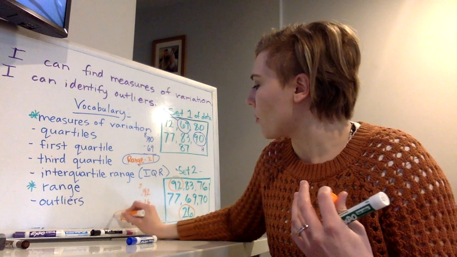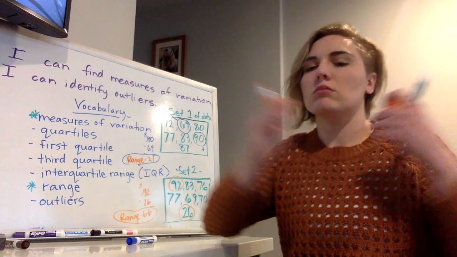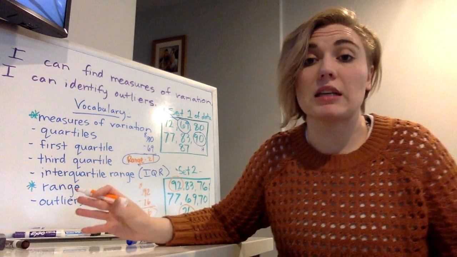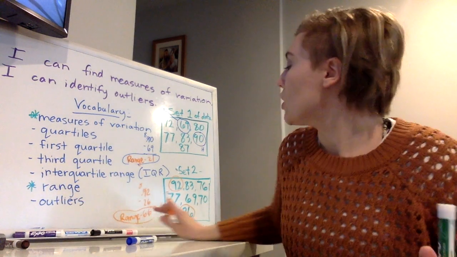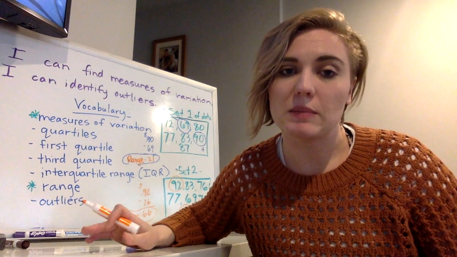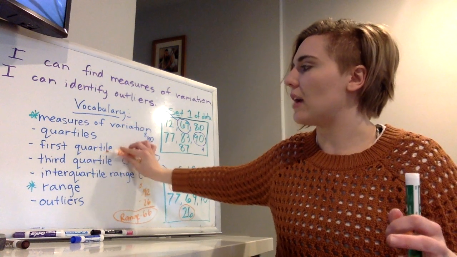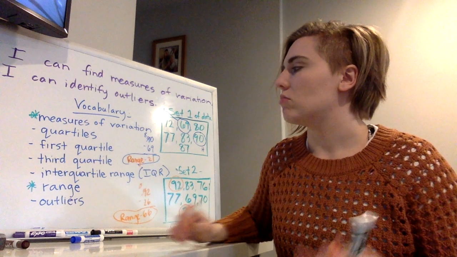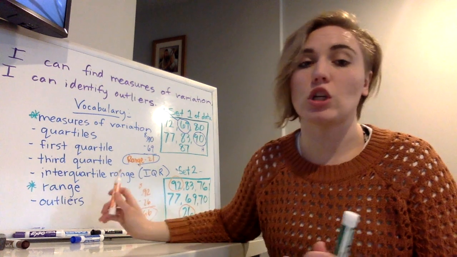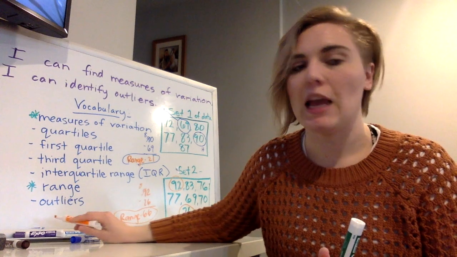So when we're looking at that range, that kind of tells us how far all this data is spread out. Okay, so I want you to know what range is because we're going to get a little bit more into it as we look at quartiles and the interquartile range, which is a huge part of what we're covering today.